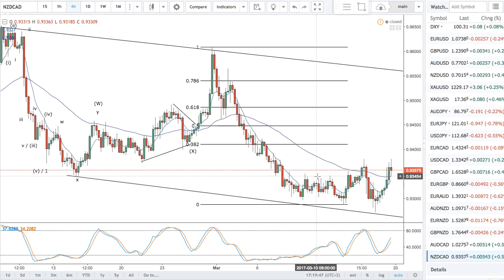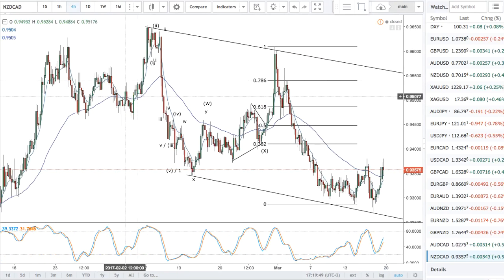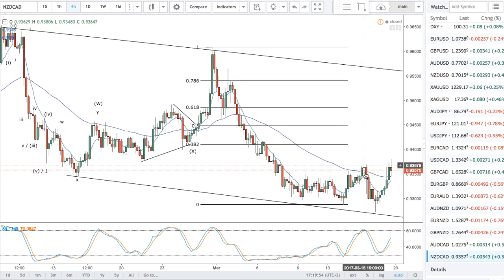New Zealand Canadian. We've had a number of five-wave moves down. It worked out, as I mentioned, that this is just a three-wave correction, and we sprung up from this. I think I mentioned it a couple days ago in the video.